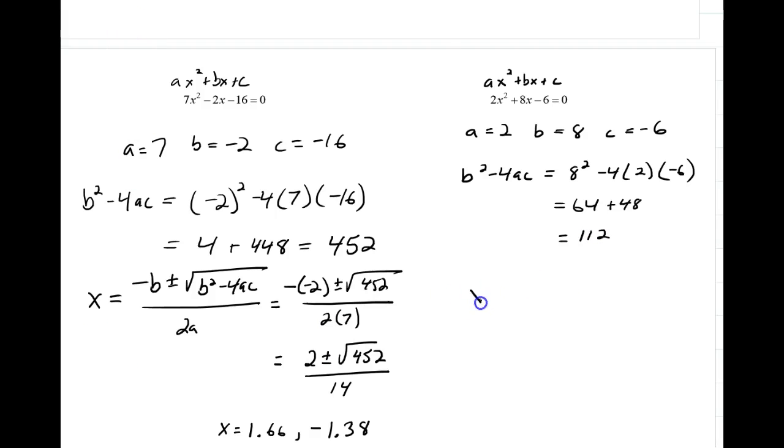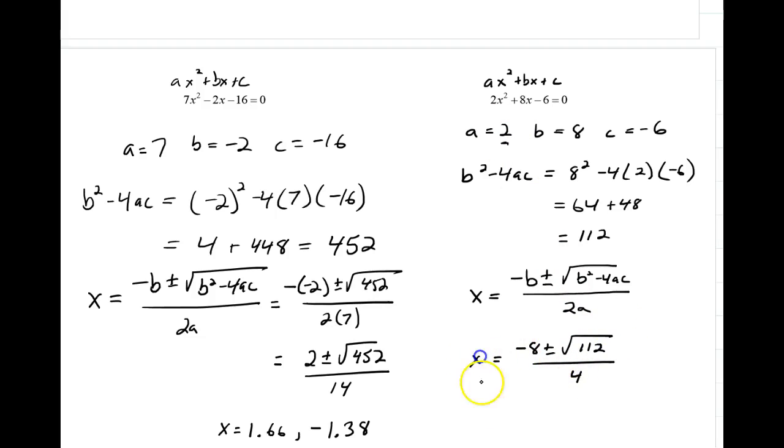So now when we go to our quadratic formula, -b plus or minus the square root of b squared minus 4ac all over 2a. So my b is 8, so it's -8 plus or minus the square root of 112 over 2 times a, which is 2, so 2 times 2 is 4. And now this is what I'm going to plug into the calculator. Alright, so you get 0.65 and -4.65.